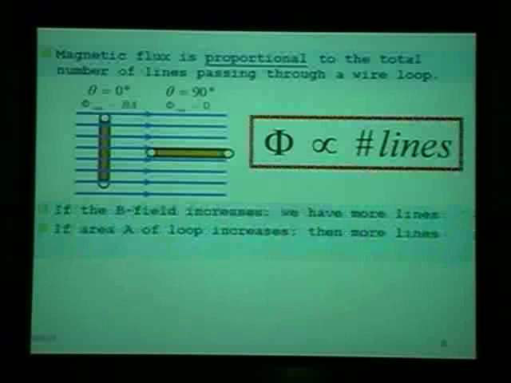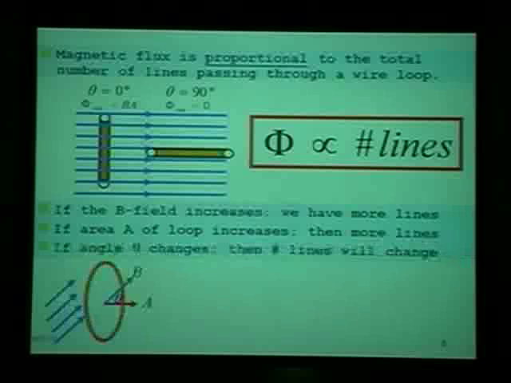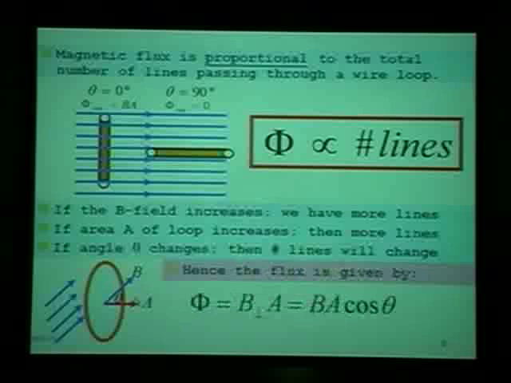And in fact, if I want to quantify this for a planar loop, I would say that if I represent the loop by an area vector and the magnetic field by a magnetic field B vector and the angle between the two is theta, then the flux is quantified through that planar loop as the field times the area times the cosine of the angle between the two of them. We did a similar thing with electric flux back in chapter 24. So the flux through a planar loop is field times the area of the loop times the cosine of the angle between those two vectors.